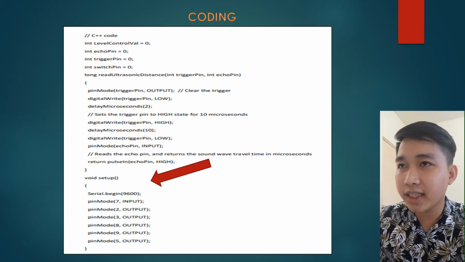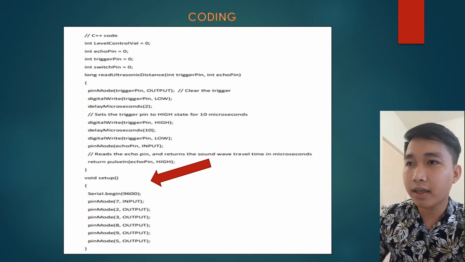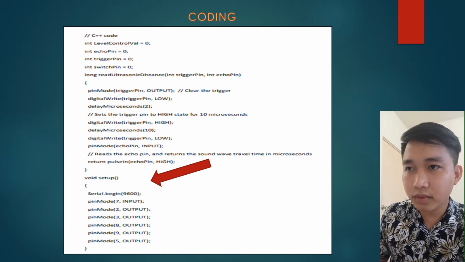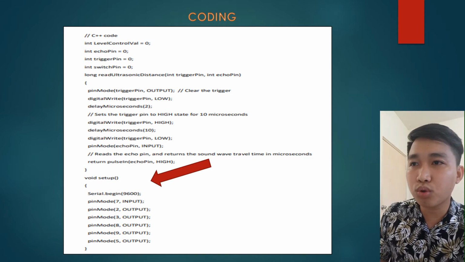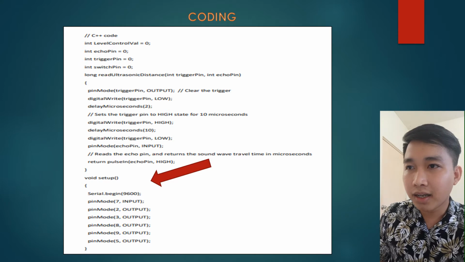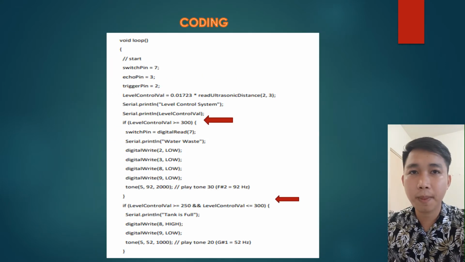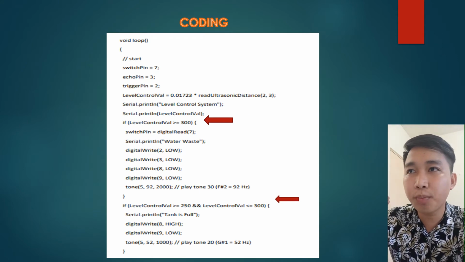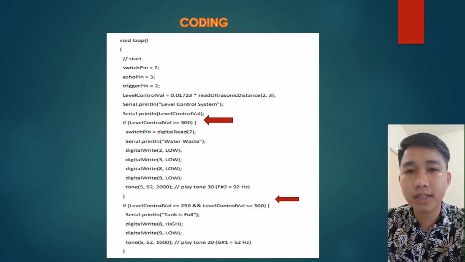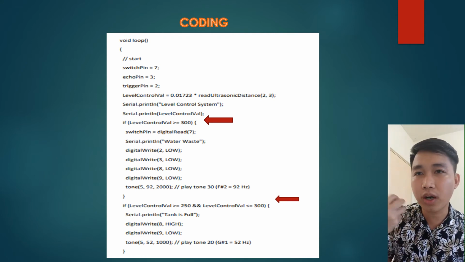And as we can see here is my void setup, and here I set pin mode 7 as input, and pin modes 2, 3, 9, and 5 as the output. Okay, in this coding area, void loop means the system will activate several times based on what we code.